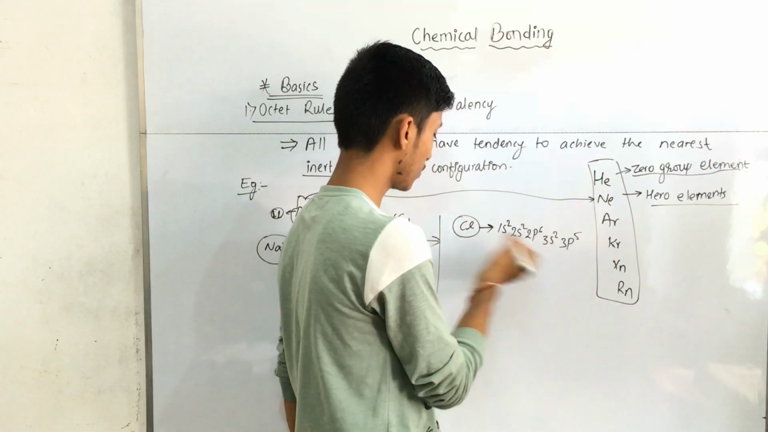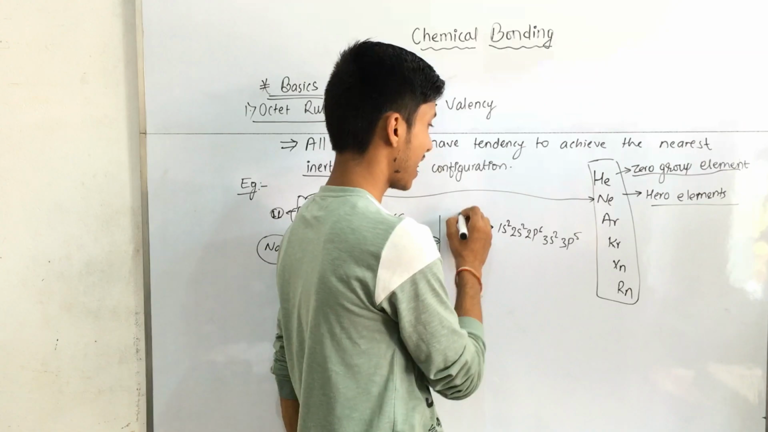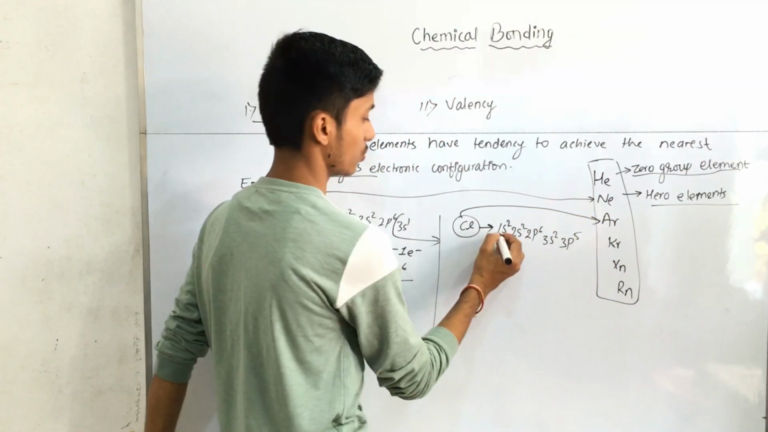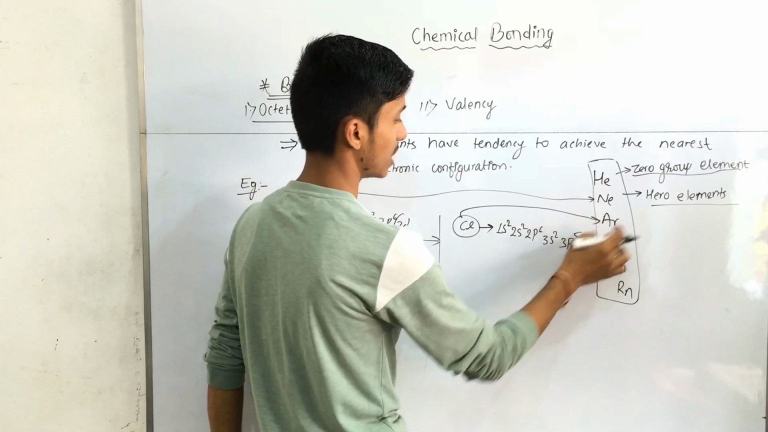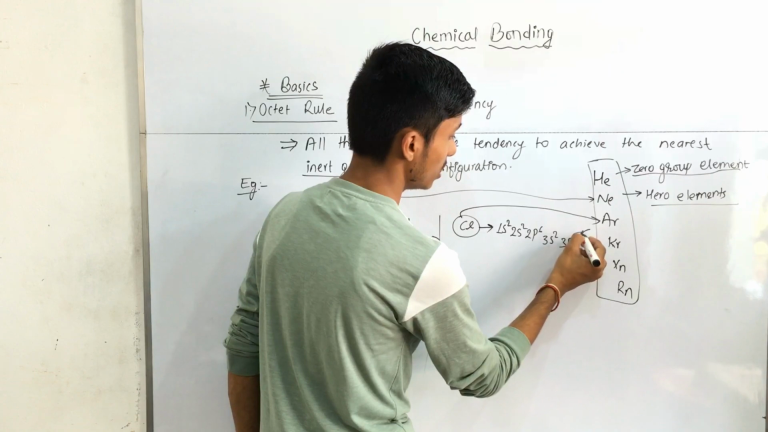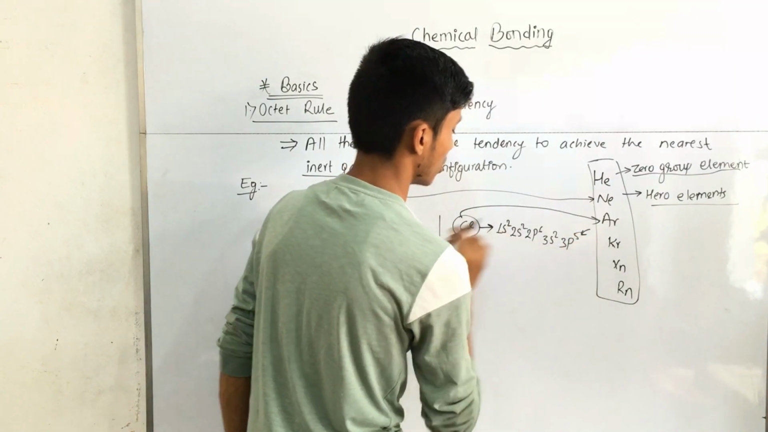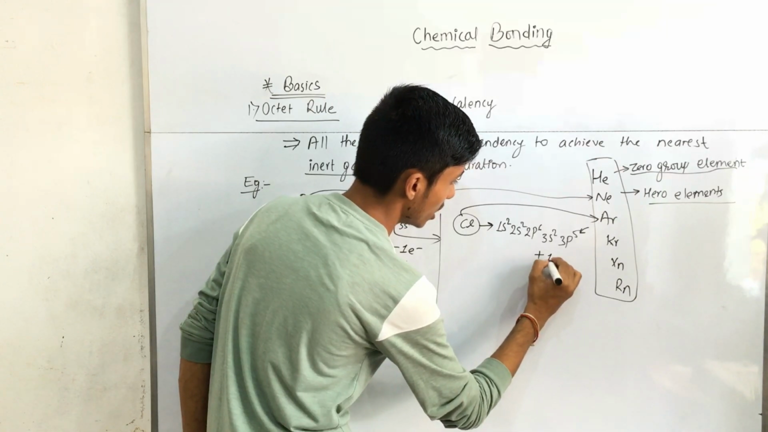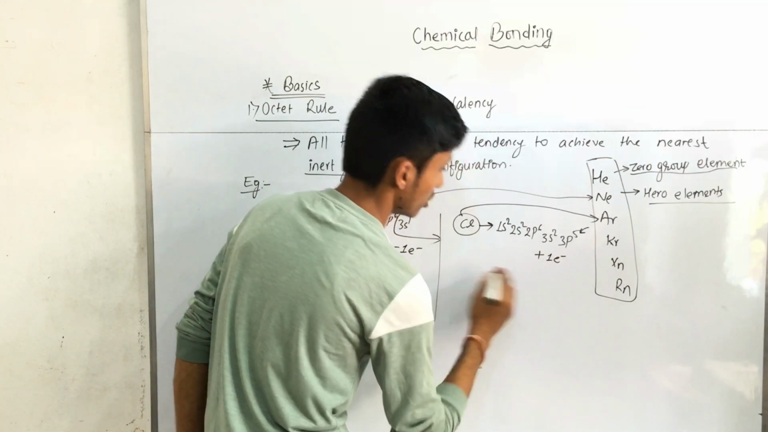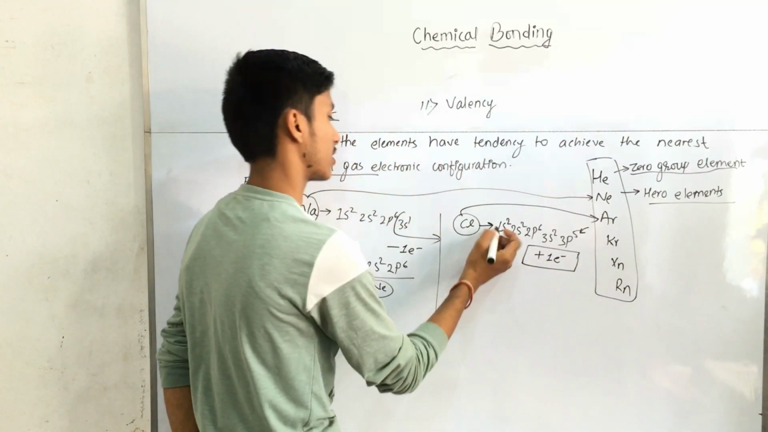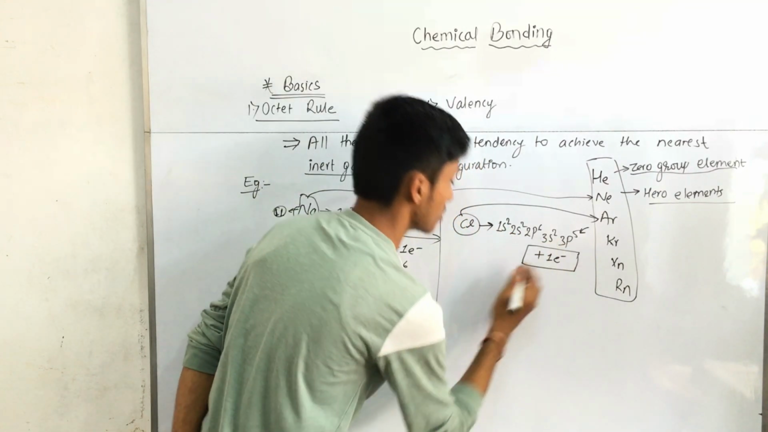So who is the hero for chlorine here? Argon is the hero for the chlorine element. So to be like argon, what does it have to do? It has to take one electron in this orbital. It has to add one electron over here. So when one electron is added to the chlorine atom, then it becomes like this.